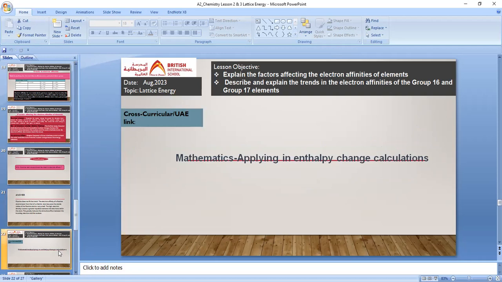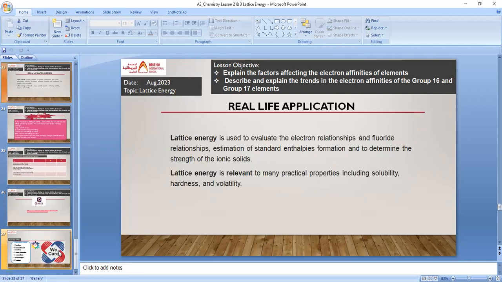Now, applying enthalpy change calculations. In this one, there is a real life application for lattice energy. It is used to evaluate the electron relationships and fluoride relationships, and we can find out the enthalpy. We will discuss the Born-Haber cycle today. Then you will know why we are calculating these energies: electron affinity, ionization energy, and lattice energy. These are important to find out different types of enthalpies.